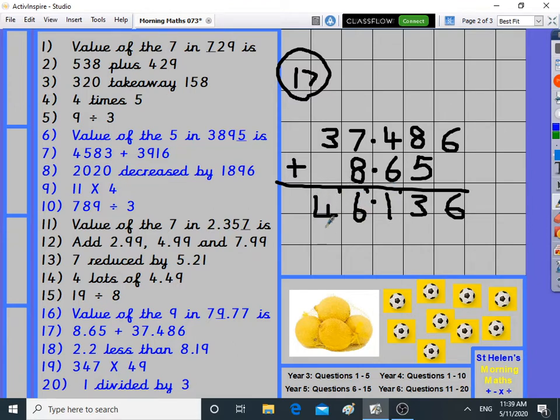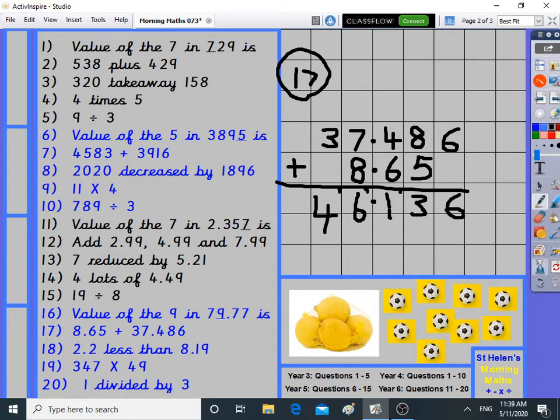And we get 46.136. Plus makes things bigger. So 37 and a bit plus 8 and a bit is 46 and a bit. Looks right to me. We're going on to question 18.